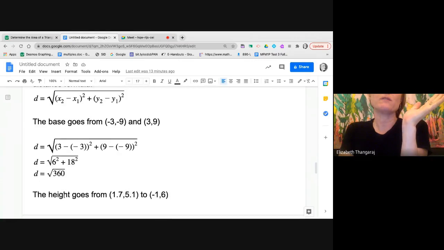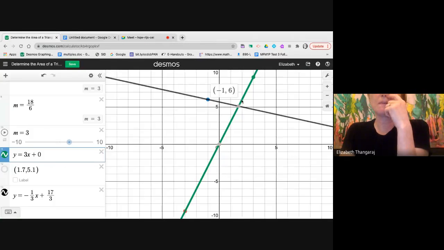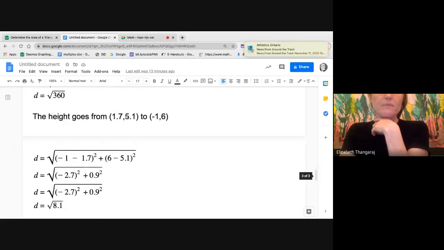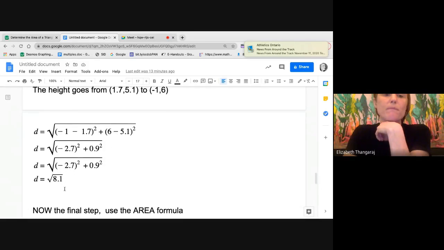And then we want to find the distance of the height. And the height goes between 1.7, 5.1 and -1, 6, goes between those two. We want to find this distance right here. We're going to use the same formula again. Here's my formula, and I get that distance is square root of 8.1.